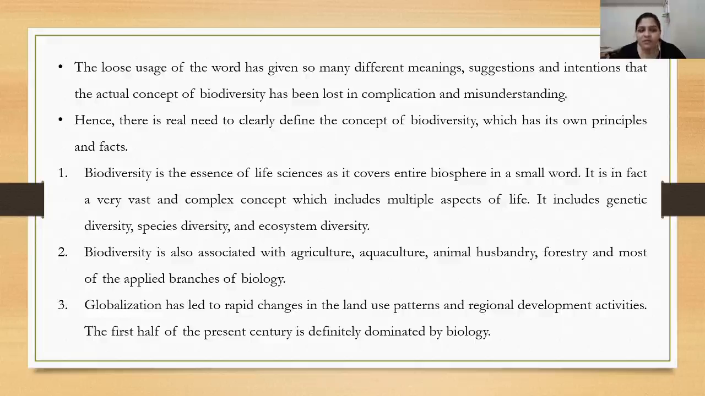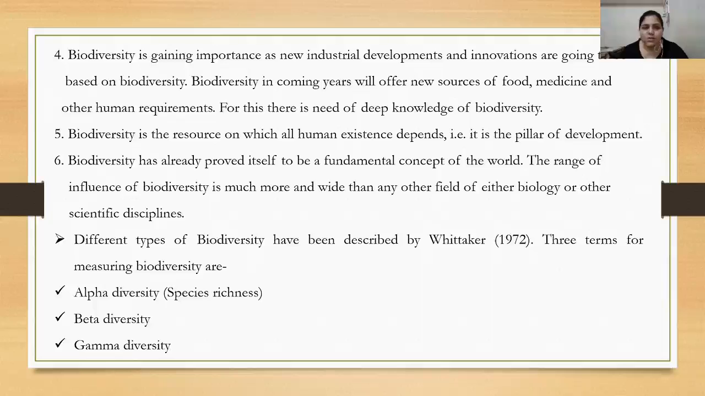It is in fact a very vast and complex concept which includes multiple aspects of life. It includes genetic diversity, species diversity, as well as ecosystem diversity. Biodiversity is also associated with agriculture, aquaculture, animal husbandry, forestry, and most of the applied branches of biology. Globalization has led to rapid changes in land use patterns and regional development activities. The first half of the present century is definitely dominated by biology.